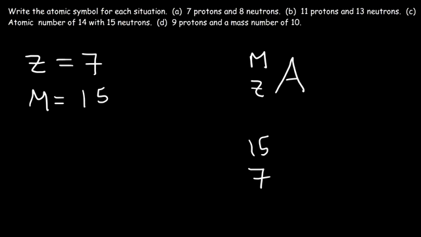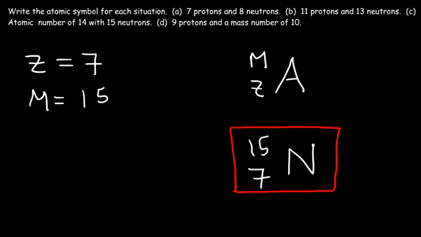That's going to be the smaller of the two numbers that you'll see in the periodic table. So this has to correspond to nitrogen. Nitrogen has an atomic number of 7. So this is how you can write the atomic symbol of an element or an isotope if you're given the number of protons and neutrons. So go ahead and pause the video and do the same thing for parts B, C, and D.